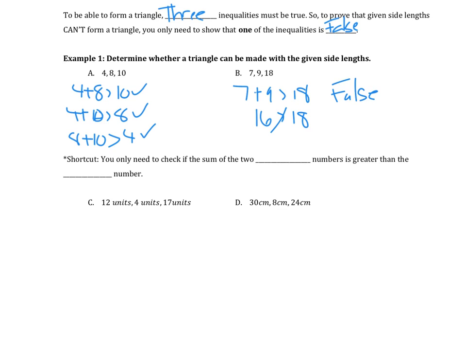Now, the somewhat shortcut is you only need to check if the sum of the two smallest numbers is greater than the biggest number. Okay, now why is a question I want to discuss when we come into class the next day. All right, so I want you to try C and D and see if you can figure out which ones would make a triangle and which ones would not.